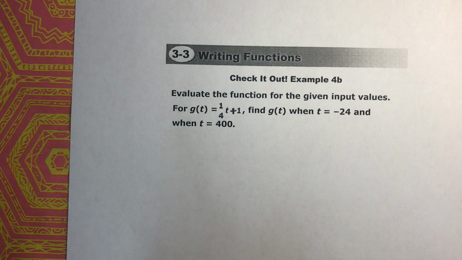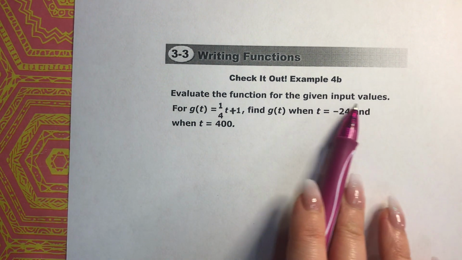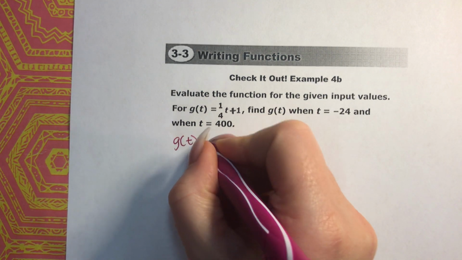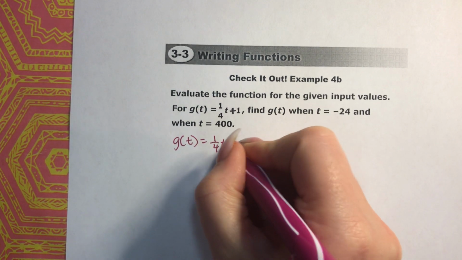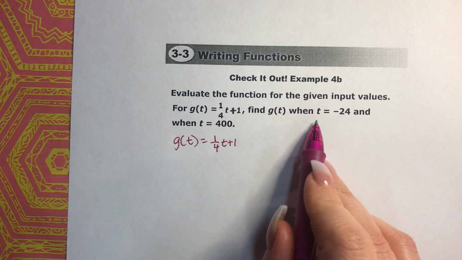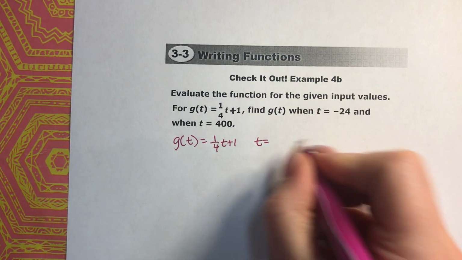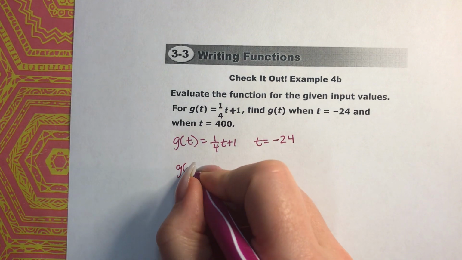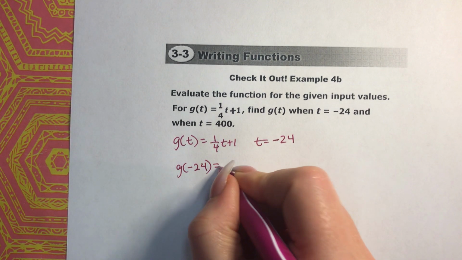Okay, let's see how you did. We're going to evaluate the function for the given input values. All right, so we have g of t equals 1/4 t plus 1. Find g of t when t is equal to negative 24. All right, so we're just going to substitute that in for t.